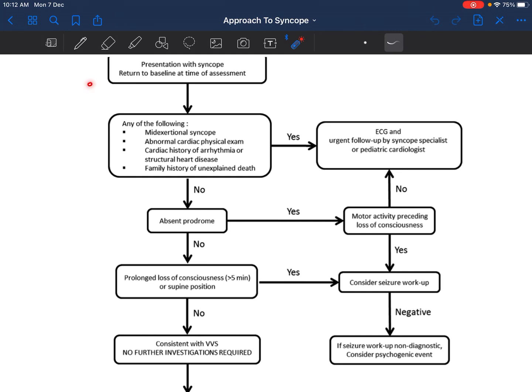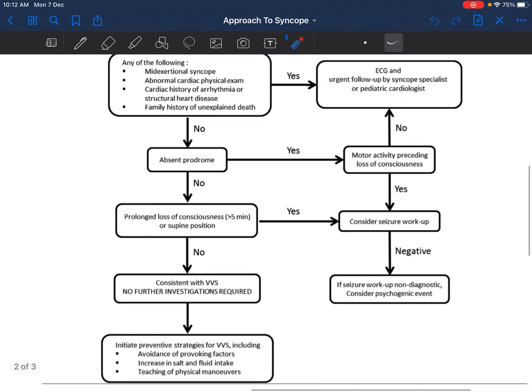If the patient is presenting with a syncope and has returned to baseline at the time of assessment, look for any of the following: mid-exertional syncope, abnormal cardiac physical exam, history of arrhythmias or structural heart disease, or family history of unexpected death. Then an ECG and a pediatric cardiology referral is a must. Suppose these are not there and there is no prodrome either, then see if there is a motor activity that precedes the loss of consciousness. If the motor activity is suggestive of a seizure, then consider a seizure workup. If not, then still think of a cardiac cause because there was no prodrome.